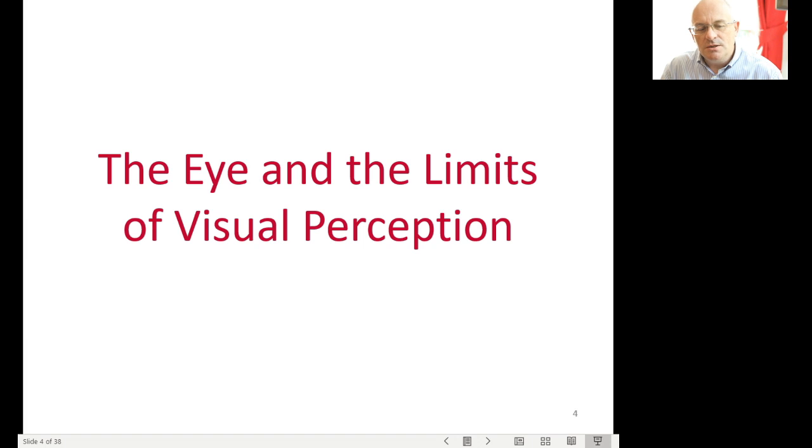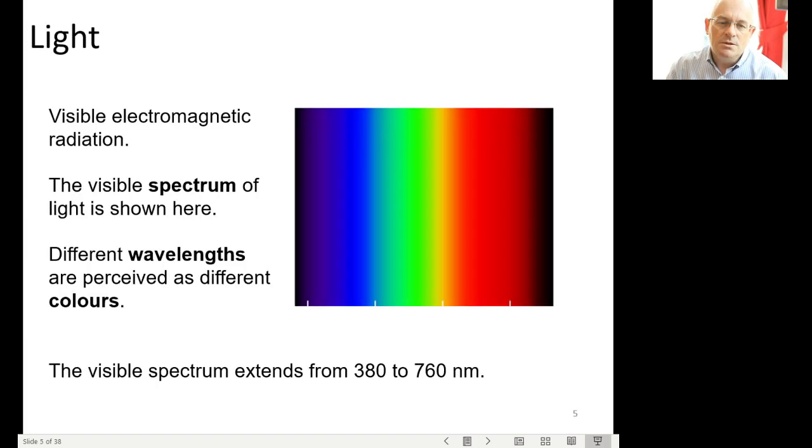So the eye doesn't see everything. The brain doesn't perceive everything. You don't think about everything you could think about at a moment in time, even in the area you're in and you're looking at, let alone all the other parts of the world around you. So we're going to look at the limits of the visual system.